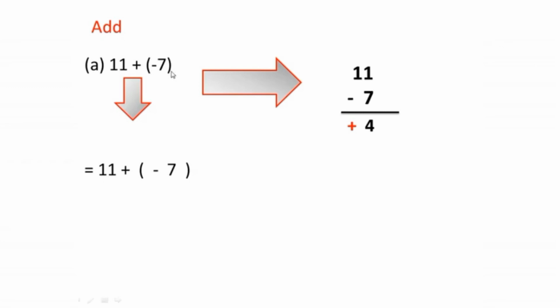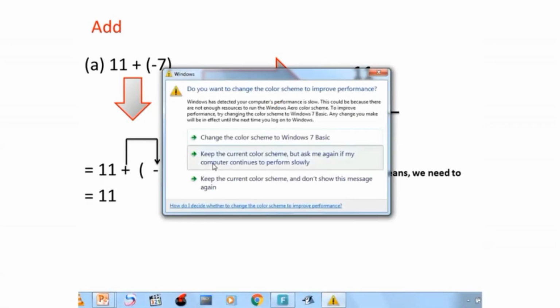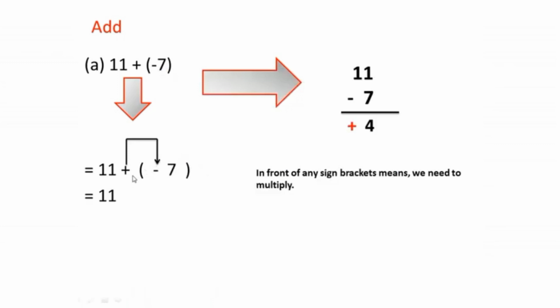See, I can write like this: 11 plus of minus 7, as it is in the question. The first step is 11, as it is, I have written. Then look here, plus of, there is a parenthesis, or we call it brackets. One bracket has opened. Please read this carefully. In front of any sign, if a bracket comes, we need to multiply. Let's see what happens. The plus has to multiply what is inside the bracket. Here the sign is plus, and inside the bracket minus is there. We need to multiply plus into minus.